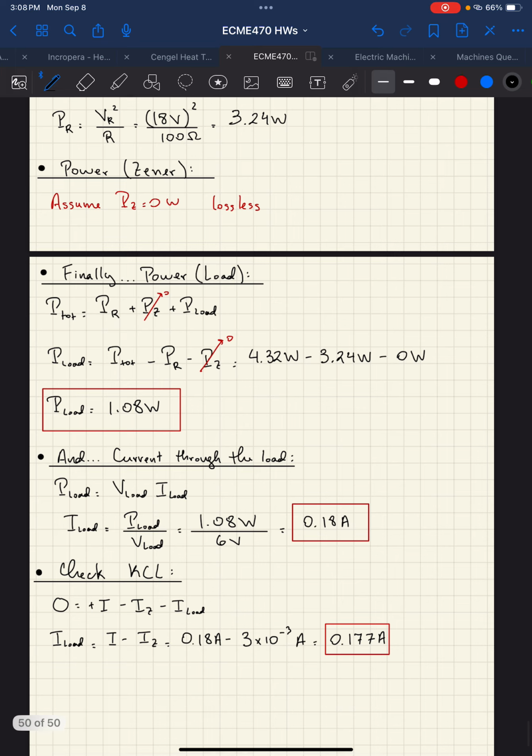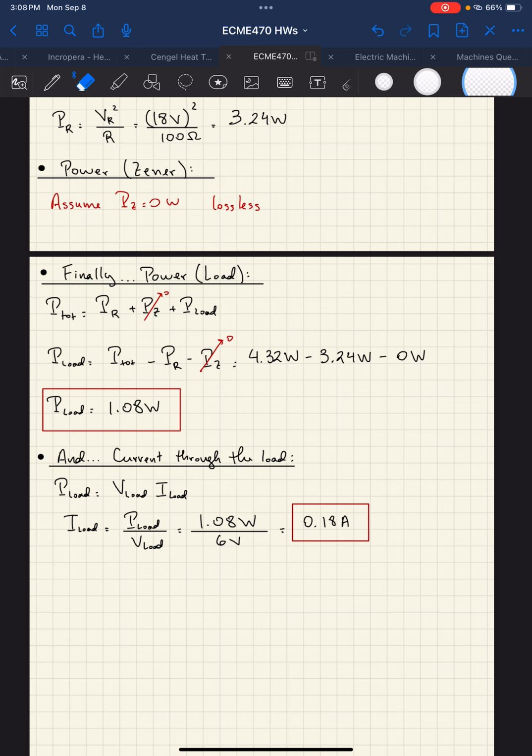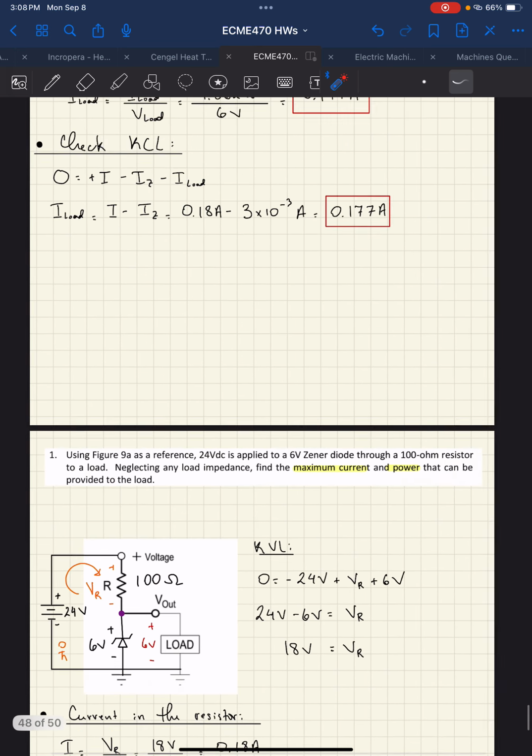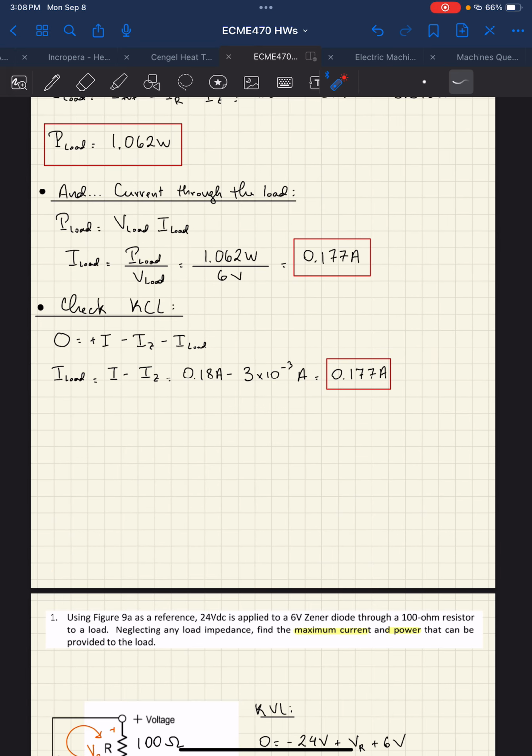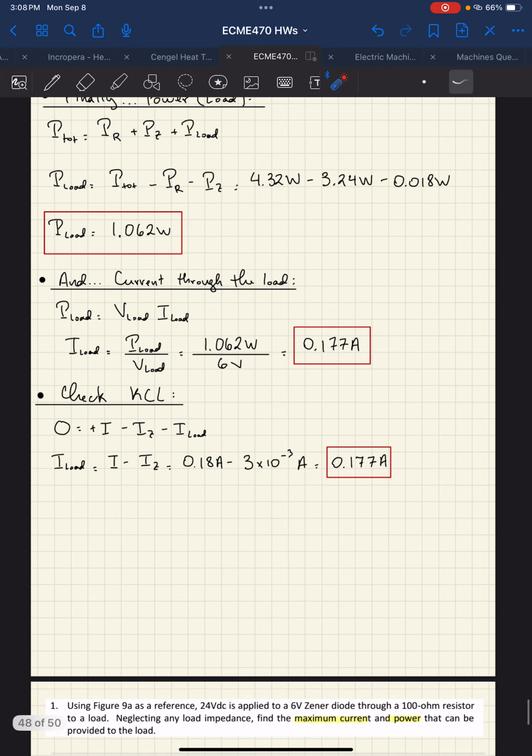And of course, you can also check your answer, but actually in this case, you couldn't check KCL because you were not given information about the Zener current. So basically, this is all you have. If you take a look, 0.18 amps versus 0.177 amps, it's really close. So actually, the assumption that the Zener is lossless is not a bad assumption in this particular problem. It's a reasonable assumption to make your calculation a little bit easier. But if you wanted a really exact calculation, you do have to consider the power loss in the Zener. And that's how you solve this question.